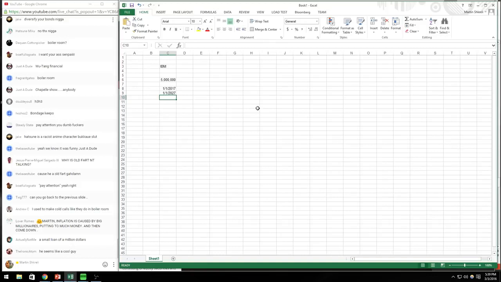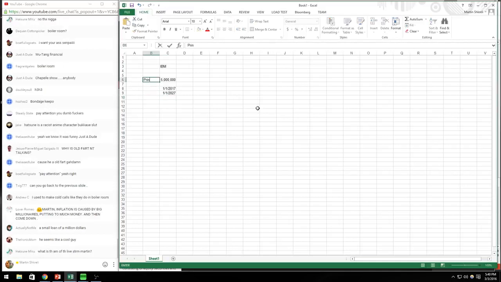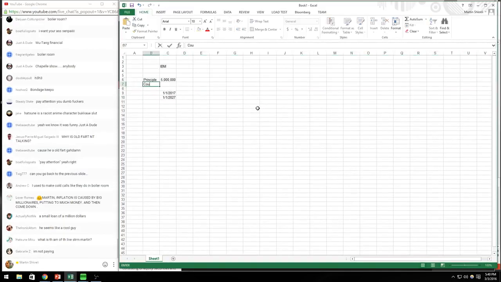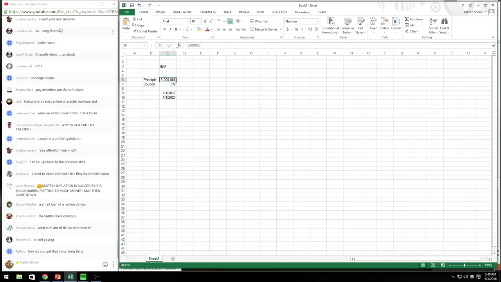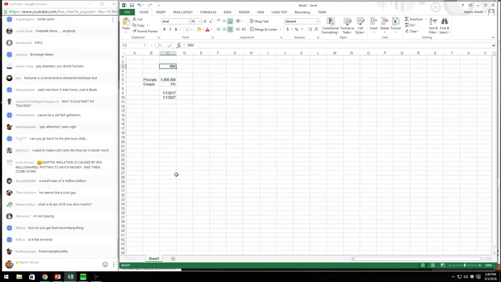And let's say the coupon, so here's the principal, is $5 million. Let's say the coupon is 5%. IBM tends to be able to borrow for less than that, but for argument's sake, let's say IBM said, you know what, we want to borrow this money, 5%, $5 million.